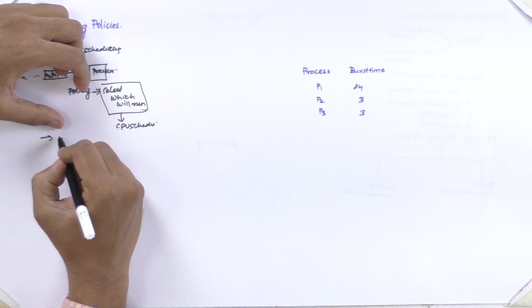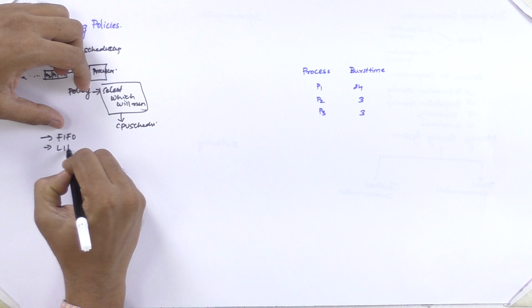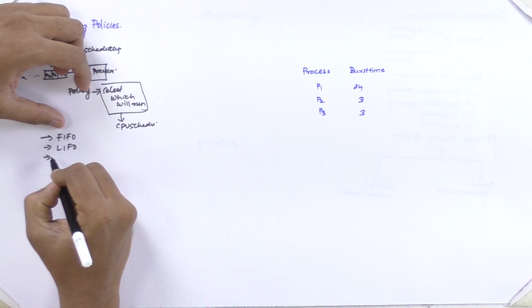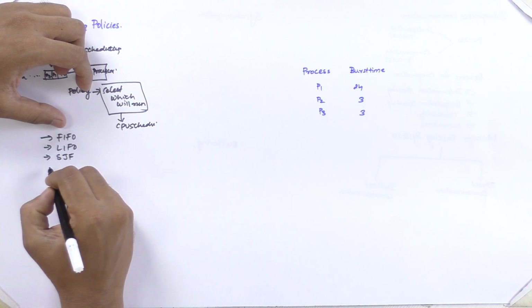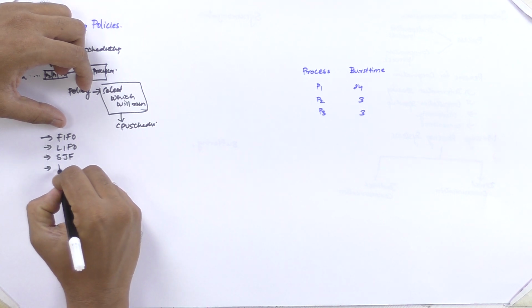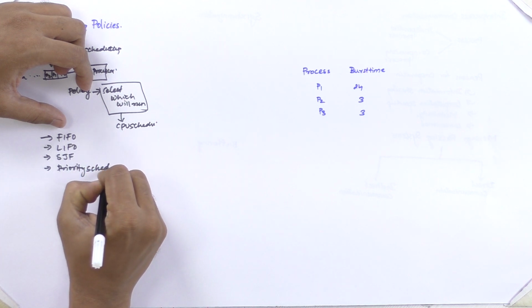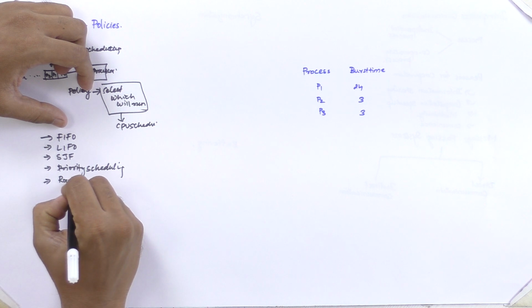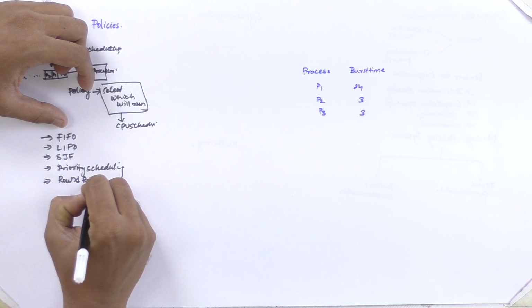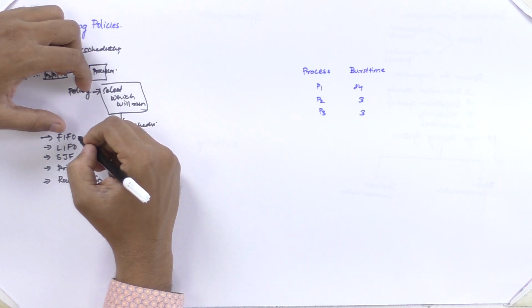We will see the policies. The first one is first in first out, the next one is last in first out, the third one is shortest job first, then priority scheduling, and the last one is round robin scheduling. We will discuss all these 5 scheduling policies. First one is first in first out.